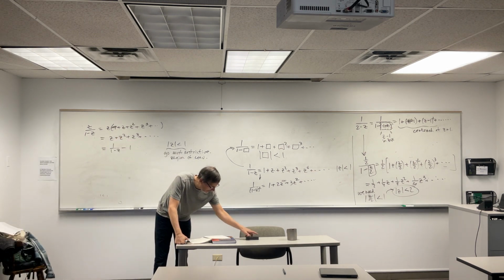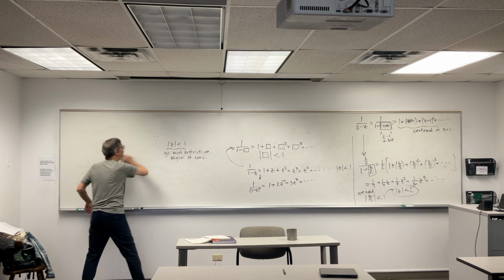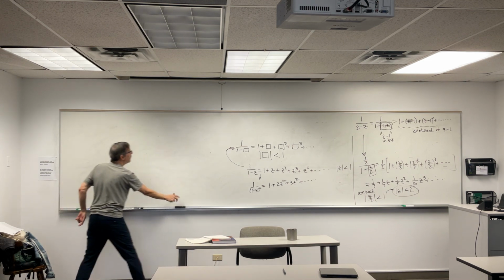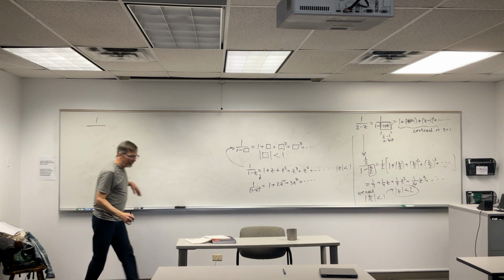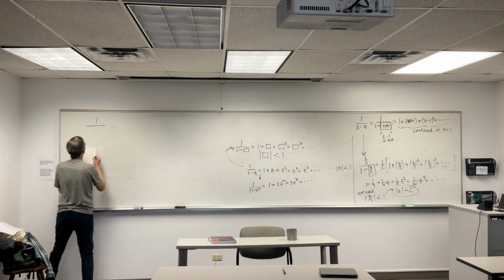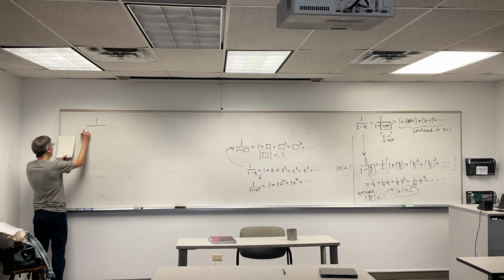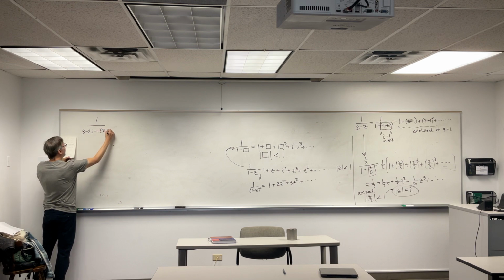Let me give you one, my friends. And since we are in complex analysis, I took this one from our text. It's one of the odds. 3 minus 2i, minus z minus 2i.